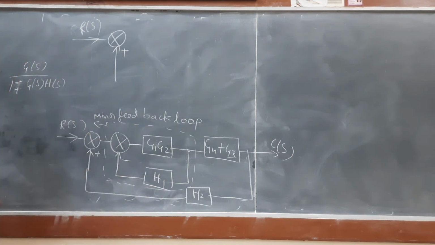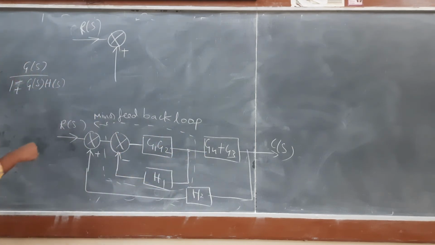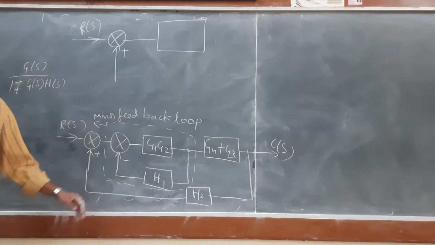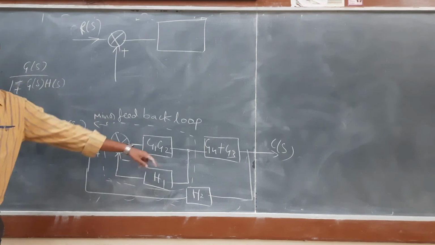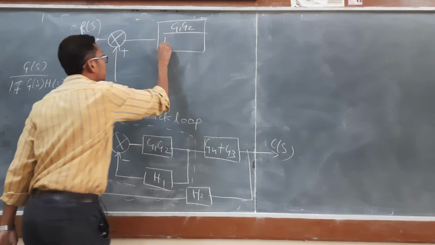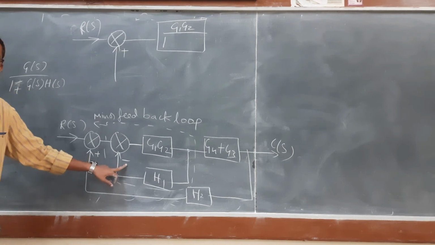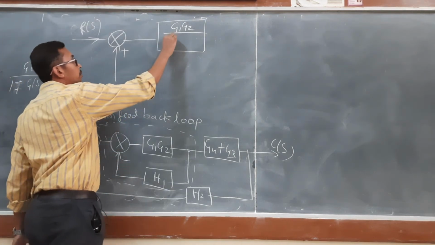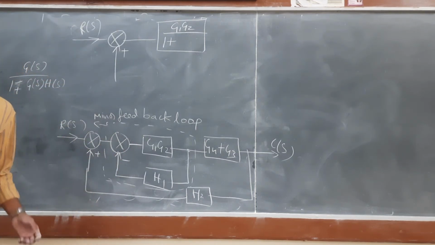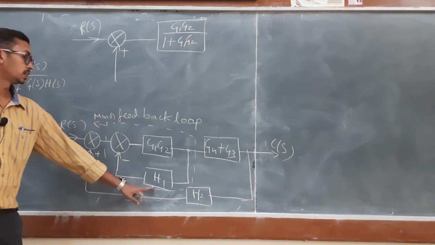So what we have identified is a minor feedback loop, which can be reduced to the following. What is G of S here? G of S here is G1 into G2. So I write G1 into G2 divided by 1. Here it is a minus in the formula, so it will be plus, G of S into H of S. G of S is G1 G2, and H of S is H1.